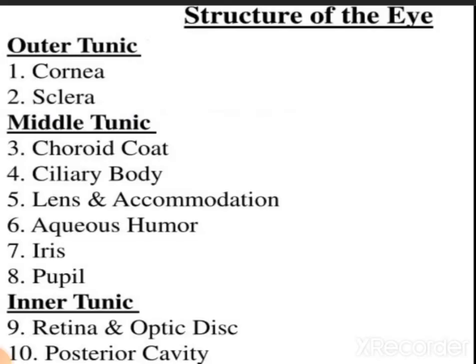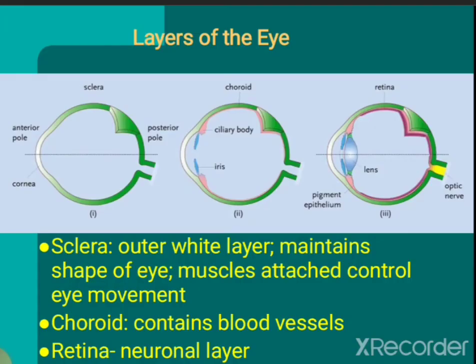Now the structure of the eyeball. The eyeball contains three tunics. The outer tunic, that is the outer layer, contains the cornea and sclera. The middle tunic contains the choroid, that is the choroid coat, ciliary body, lens, and accommodation power of that lens, aqueous humor, iris, pupil, and the inner tunic contains the retina and the optic disc and the posterior cavity.